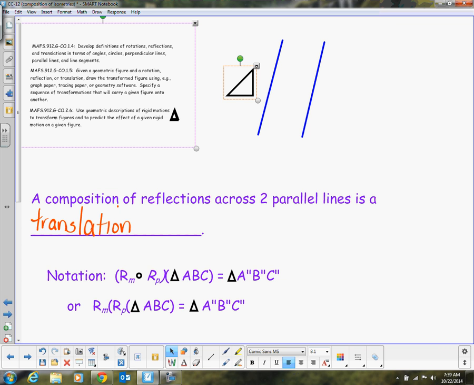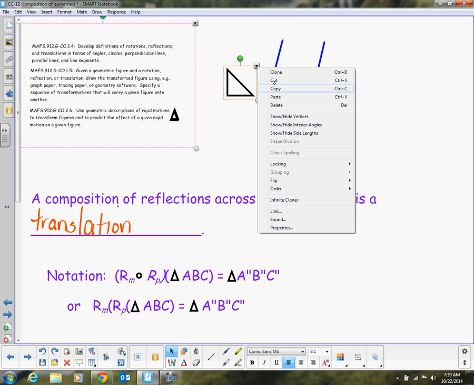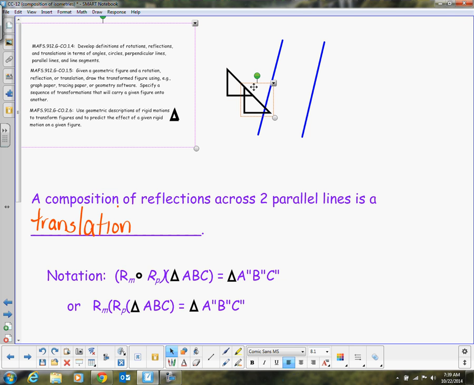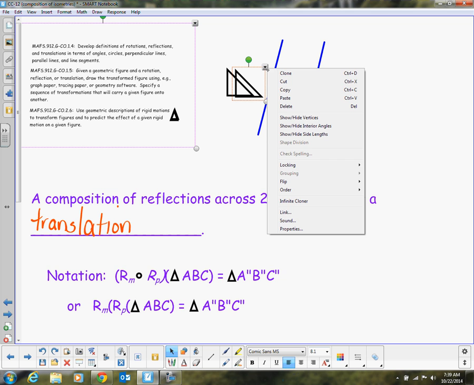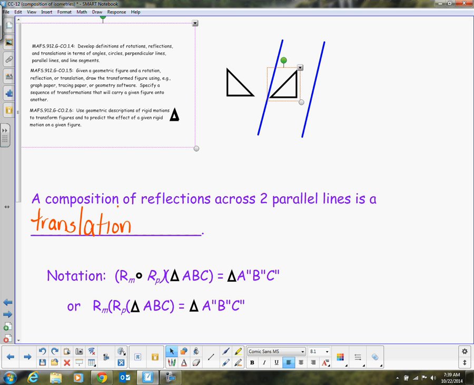Oh, darn it. Okay, just a minute. I have to clone it. It just went away. Let's undo this. All right. So I should be able to clone. There we go. So now if I were to take this and flip it, that would be a reflection. Do you agree it's going to look something like that?